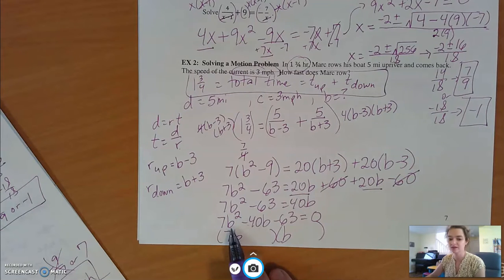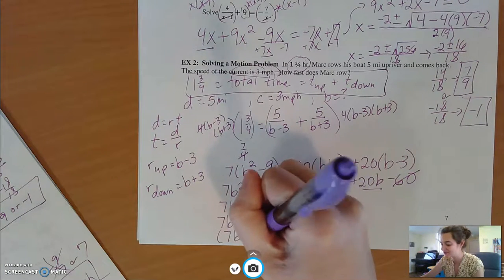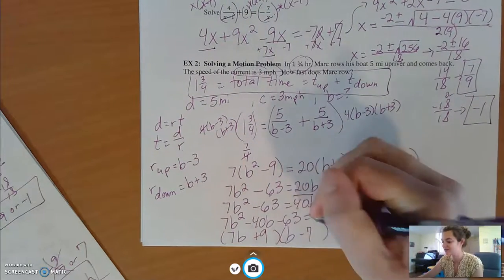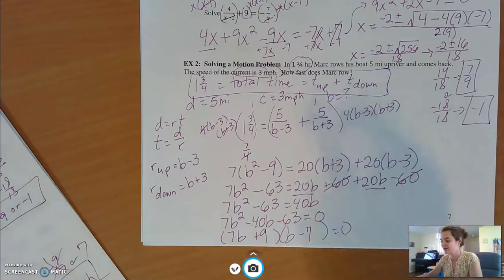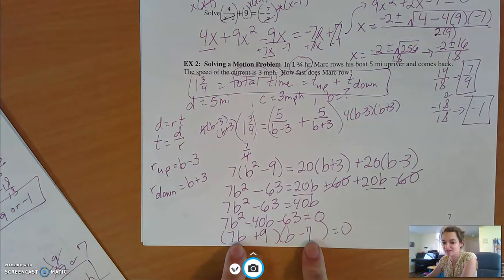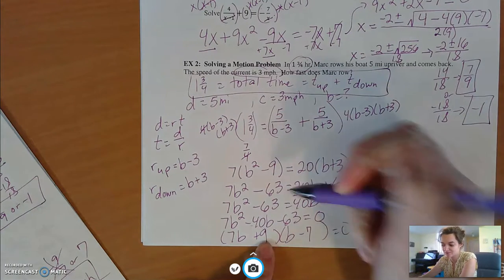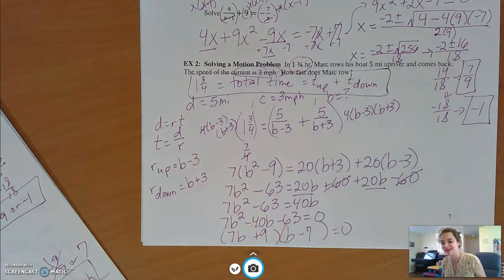So we are right here, 7b squared minus 40b minus 63 equals 0, and it actually factors really nicely. Let me show you. So 7b times b equals 7b squared. Positive 9 times negative 7 equals negative 63. And negative 49b plus 9b equals negative 40b. So it actually factors kind of nicely. But if you didn't see the factoring, that's okay. You can use the quadratic formula and we're going to get exactly the same answers.